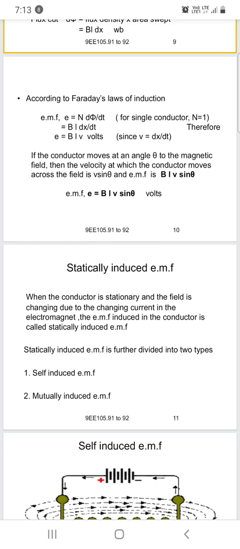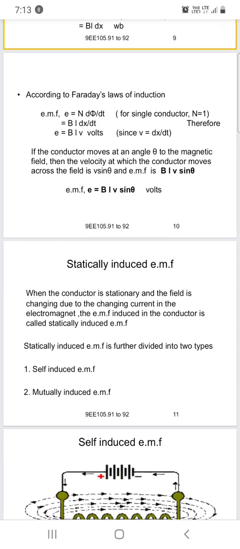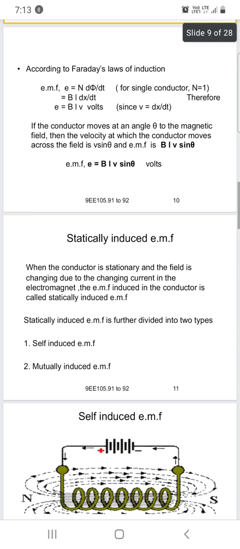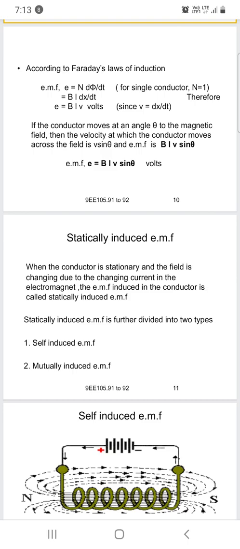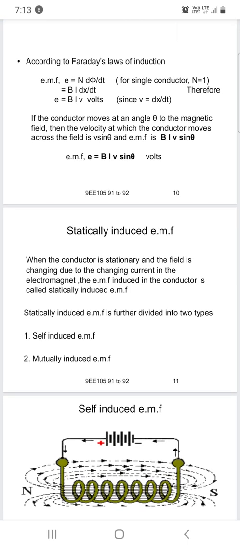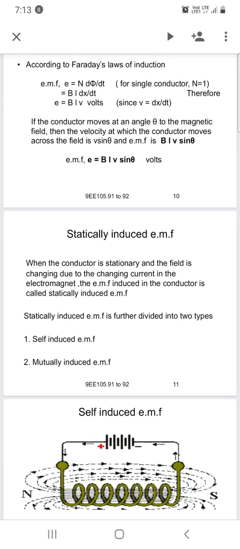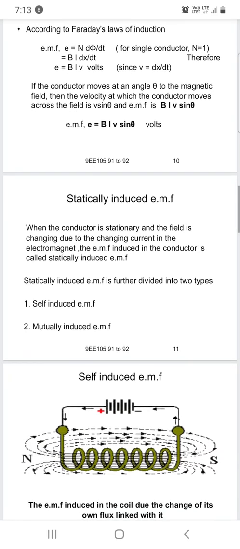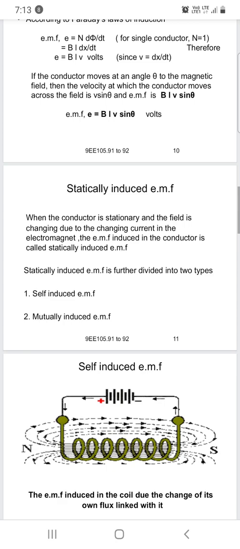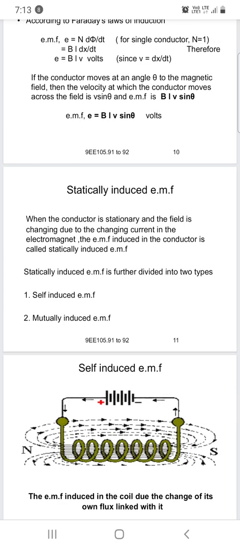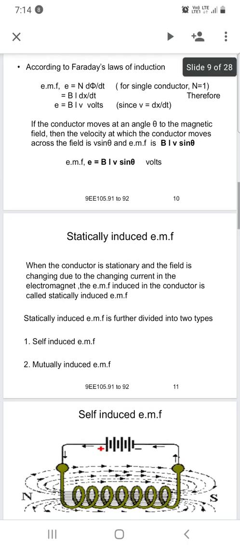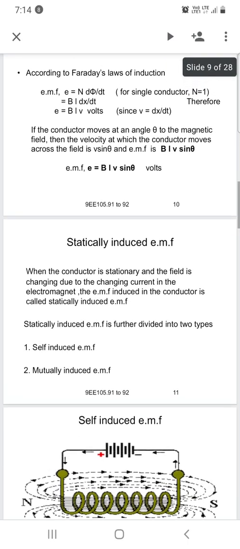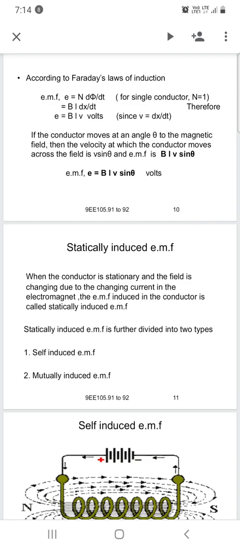Then the final expression is E equal to B into L into V volts, where V equals dx by dt. That means the EMF is produced in the conductor moving in the magnetic field, where dx is the small distance the conductor moves in a change in time dt. So V equals dx by dt. Then the final expression, the induced EMF in a conductor, is E equal to B into L into V.